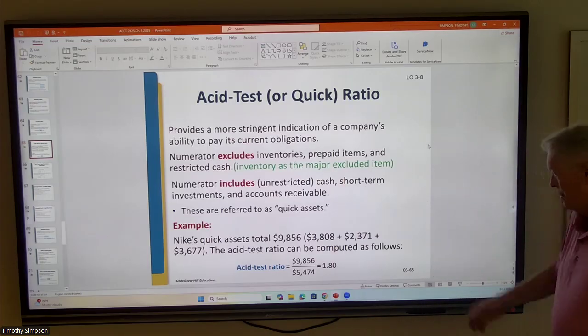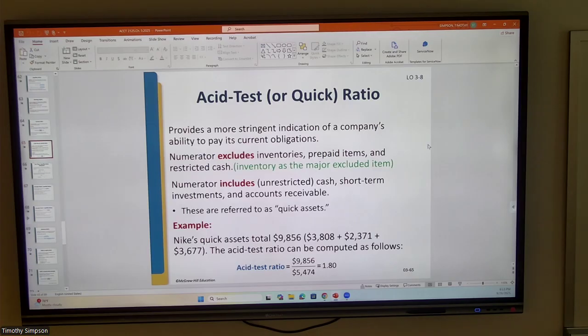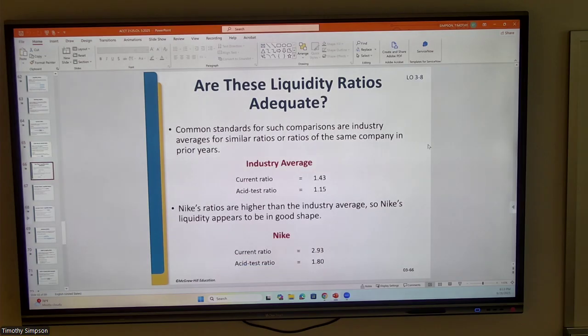Okay, so in this case, the quick ratio from Nike is 1.8. That's still fairly good, pretty good. It means that they have enough on hand in order to cover. So it's a high coverage ratio when it comes to liquidity.